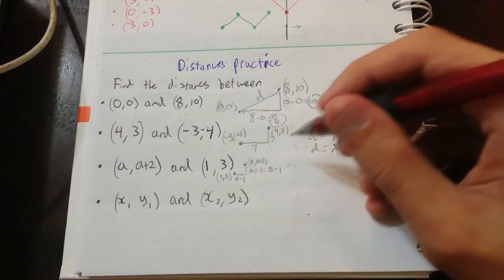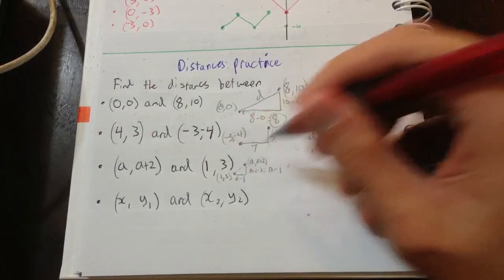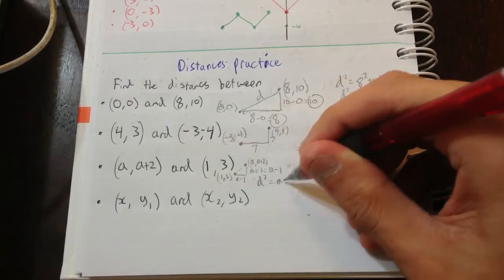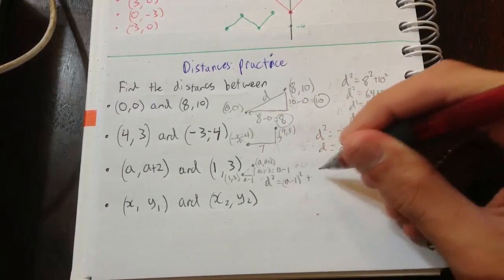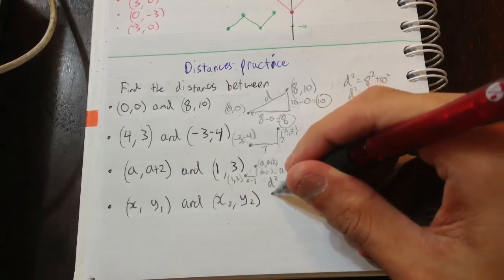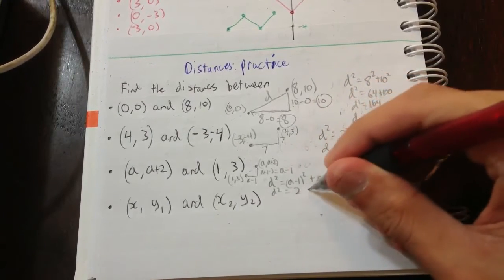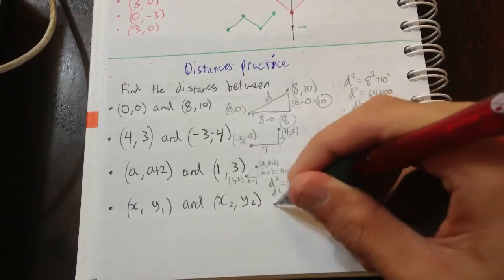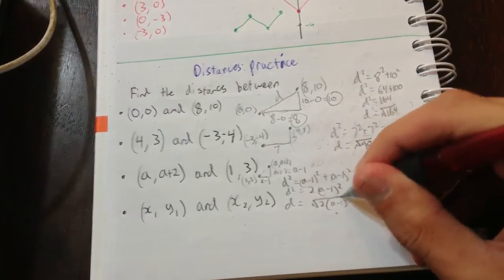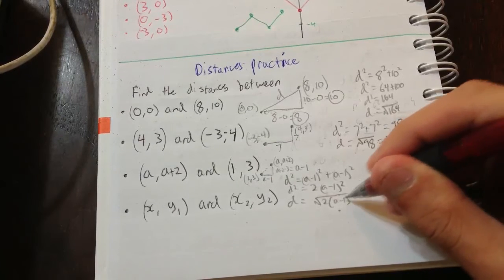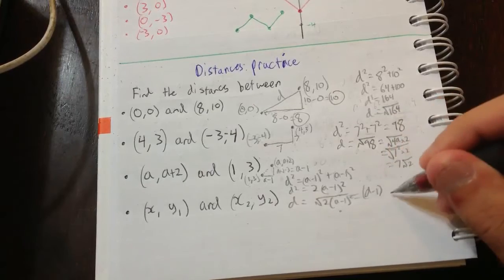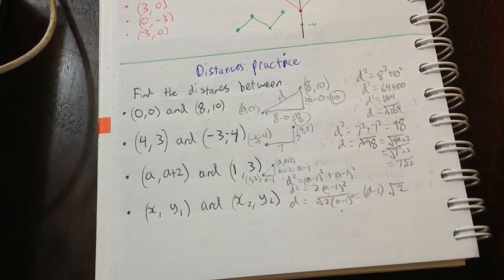Okay? So what is our distance here? D squared equals our horizontal distance, A minus 1 all squared, plus A minus 1 all squared. D squared equals 2 times A minus 1 squared. D equals the square root of 2 times A minus 1 squared. So now we can take that square root out, it becomes A minus 1 because they cancel each other, and we're left with root 2.